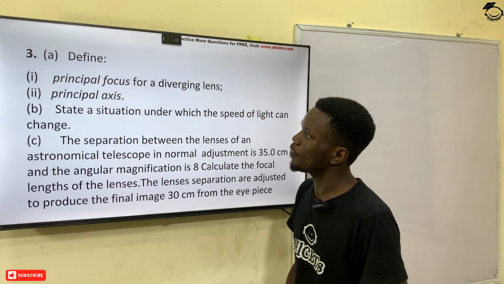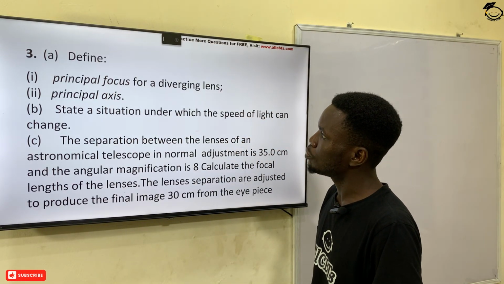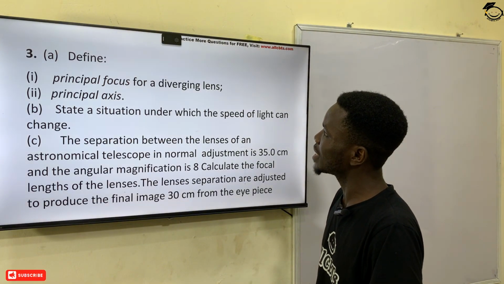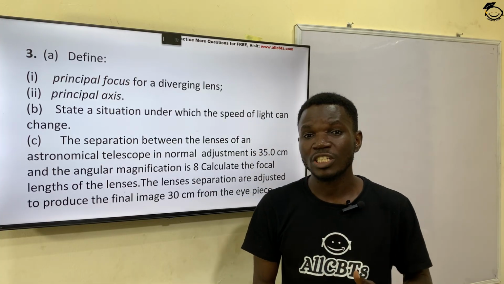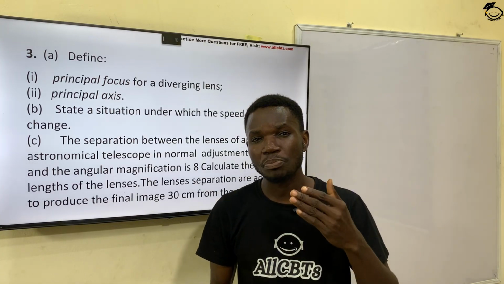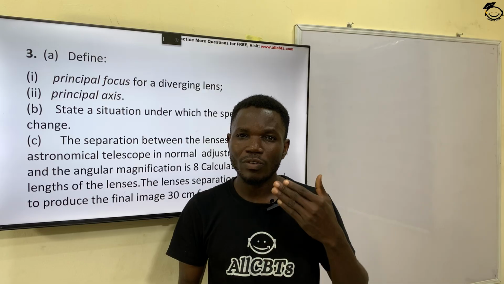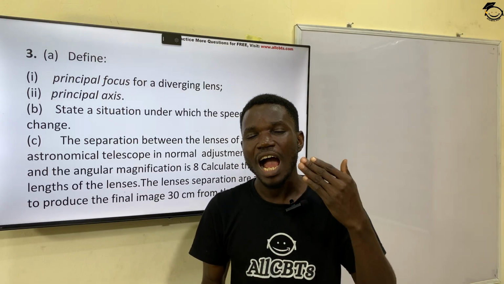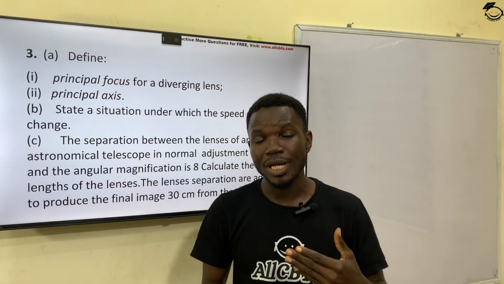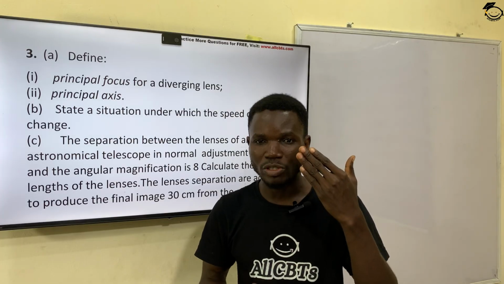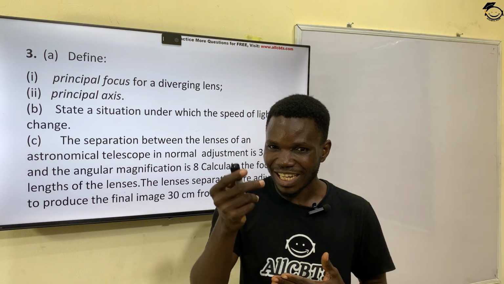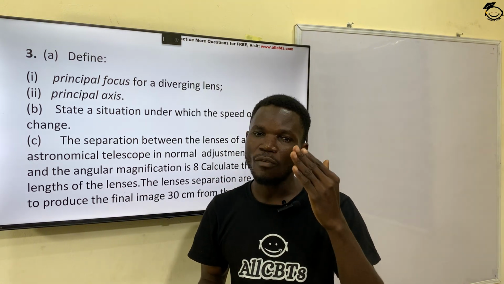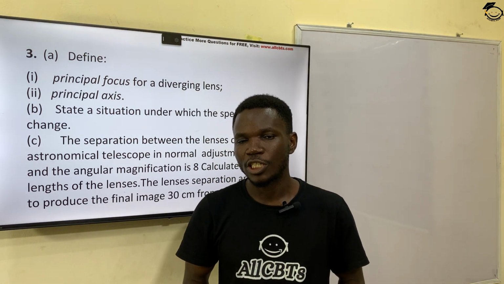3A says define the principal focus for a diverging lens. The principal focus for a diverging lens is the point on the principal axis where the rays of light seem to diverge after passing through the lens. So the point where the rays of light seem to diverge after passing through a diverging lens is called the principal focus of a diverging lens.